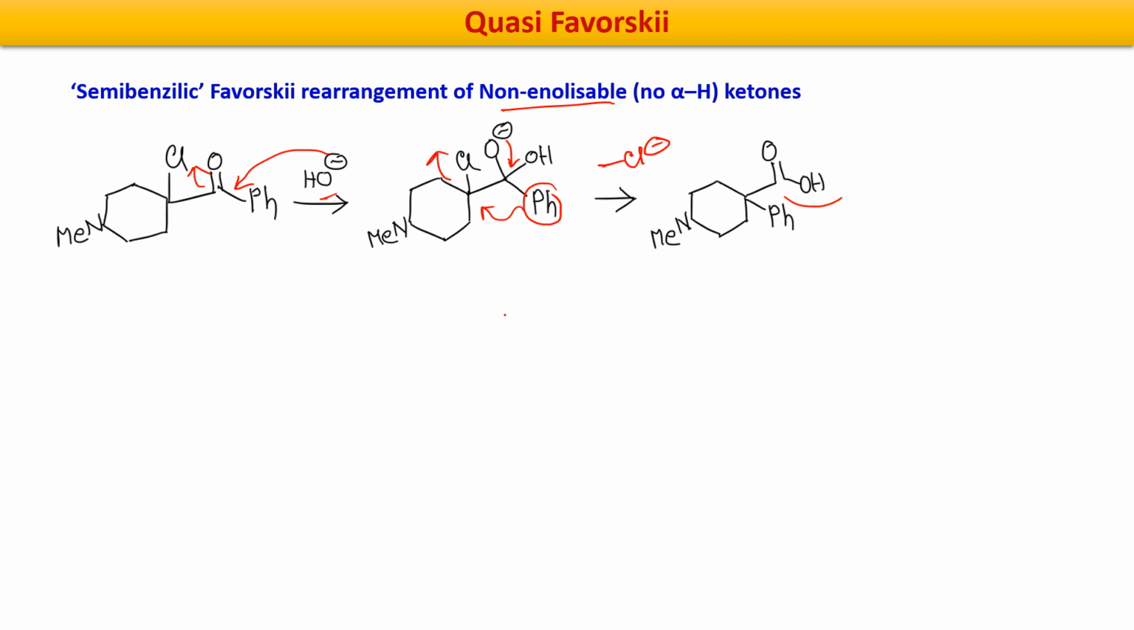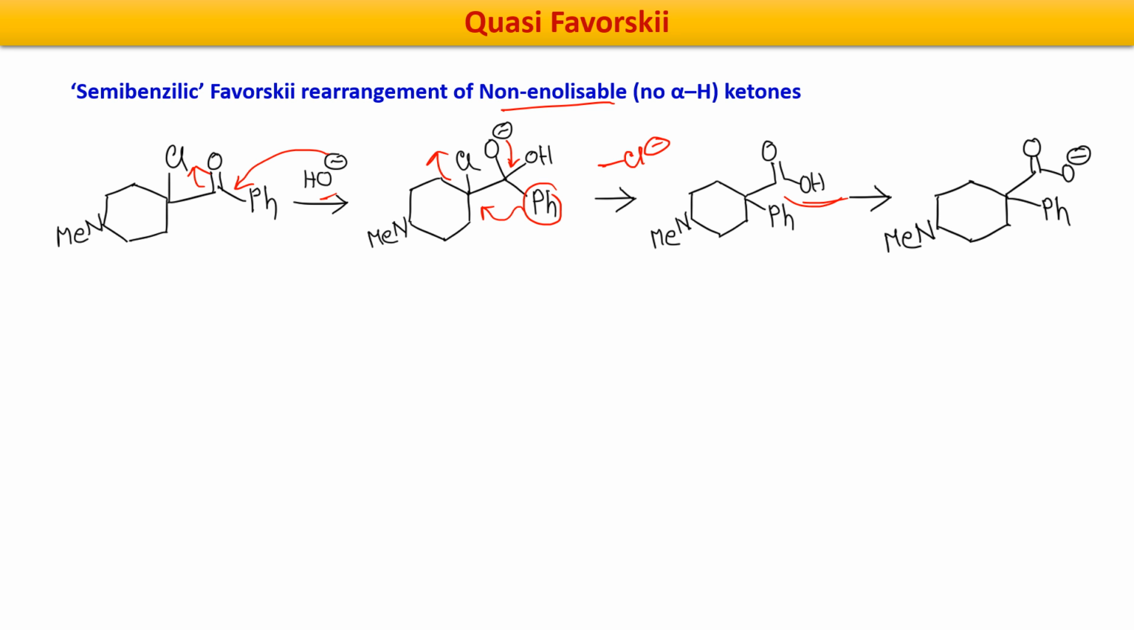But remember, as it is a basic medium, you are treating this molecule with hydroxide, so obviously this will not remain in OH form, it will be in carboxylate form. And further during workup or if you provide a proton source, it will be converted to CO2H. So the final product is acid, whether it is carboxylate or whatever, that is the CO2H form. After all, you are getting acid because we have treated it with HO minus. So non-enolizable ketone also can give Quasi-Favorskii.